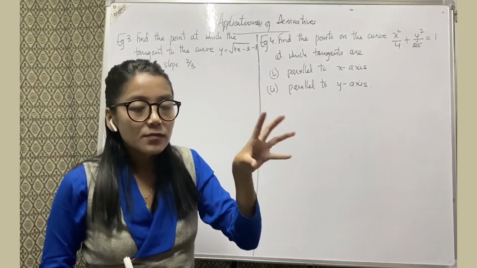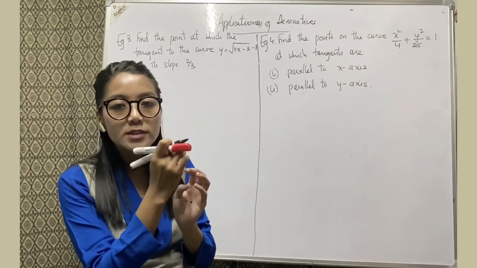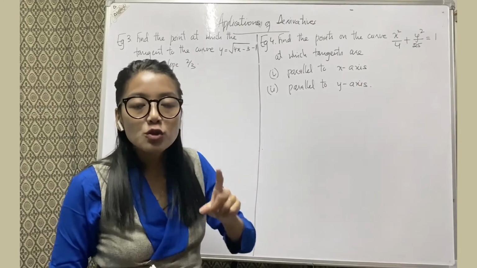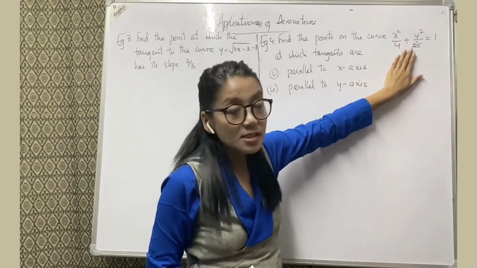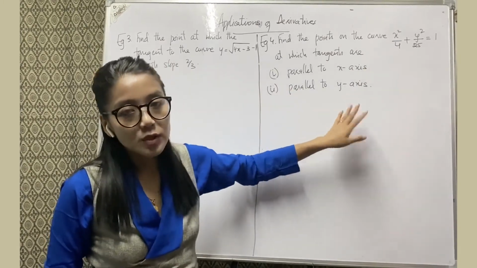So on this curve, you have to find the point from which when you draw the tangent is parallel to x-axis, number 1, and also you have to find the coordinates of the point on this curve from which when you draw the tangent is parallel to y-axis. So this is your question.